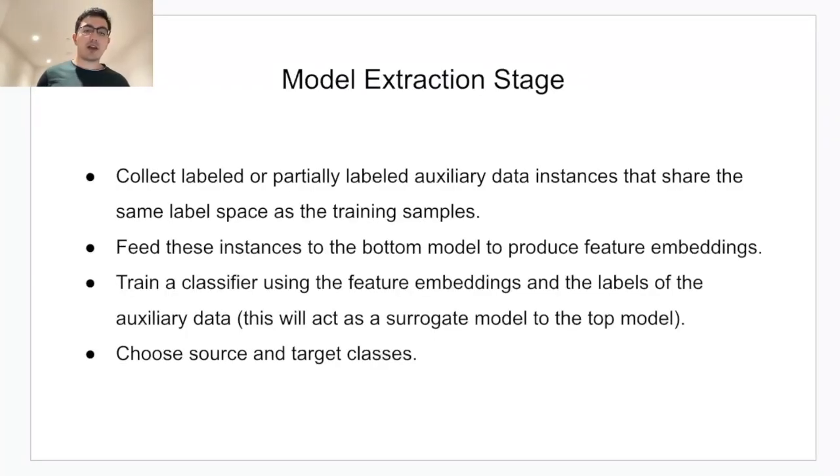In this stage, the attacker collects labeled or partially labeled auxiliary data instances sharing the same label space as the training samples. It feeds these instances to the bottom model to produce feature embeddings. It trains a classifier using the feature embeddings and the labels of the auxiliary data, and this will act as a surrogate model to the top model. And finally, it chooses a source and target class.